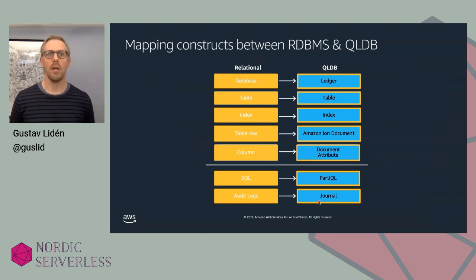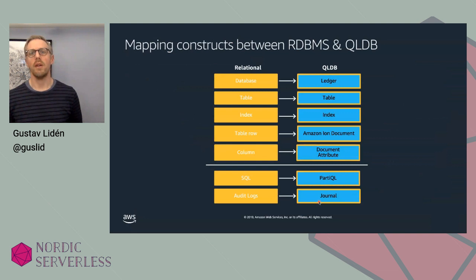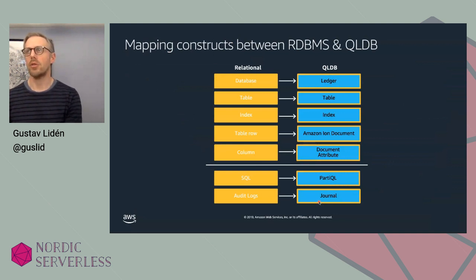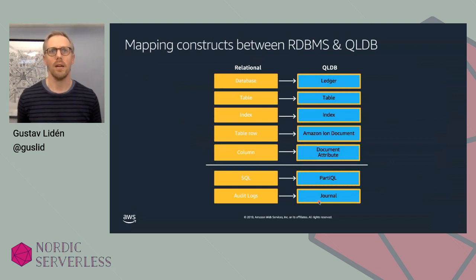Interacting, the SQL equivalent is PartiQL, which looks a lot like it, but is a bit different, because you are able to query the hierarchy of the documents. Lastly, audit logs have the equivalent in QLDB of journals. But I would also want to point out that it's very different, because the journal has been moved to the core of the database in QLDB, whereas audit logs and transaction logs are not central in the same way in relational databases.